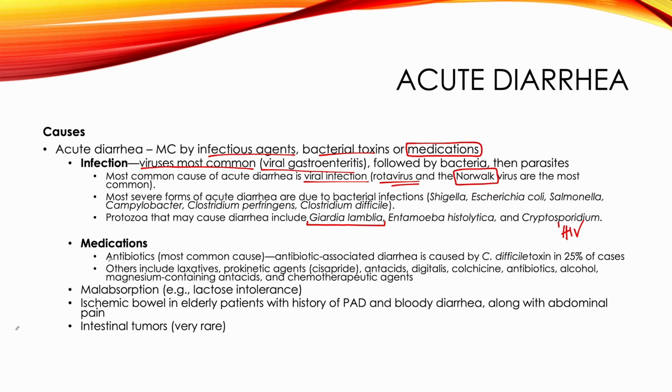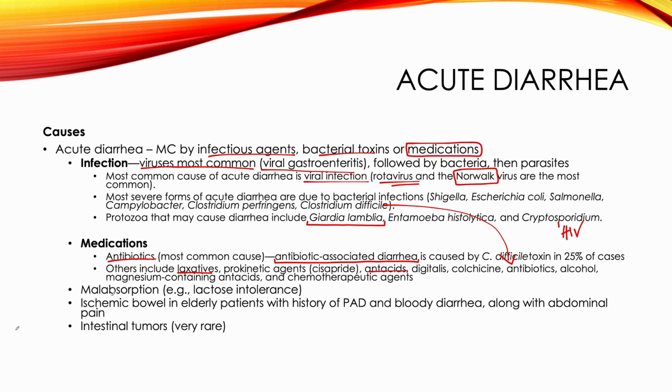Medications. So antibiotics are by far the most common provoking agent for diarrhea, and we call this antibiotic-associated diarrhea. And the major culprit here is going to be this one, C. diff. Other things that can cause diarrhea, well, obviously laxatives, other types of antacids, and the rest here, magnesium-containing agents and things. So definitely always ask your patients about what medications they're on, if there's any change to the medications.